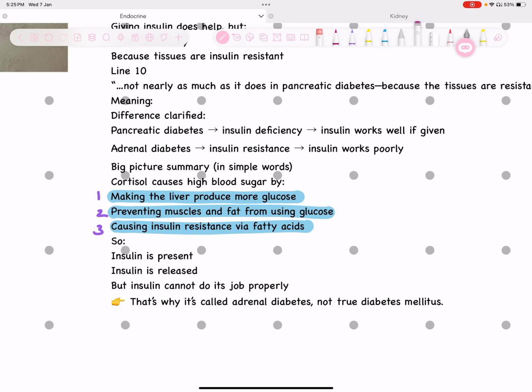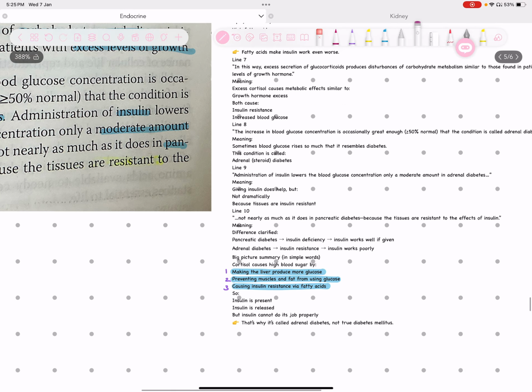And the third thing, it also causes, again, insulin resistance. It impairs the signal transduction because of excessive lipolysis and because of the fatty acids. So, yes, that's the bigger picture.